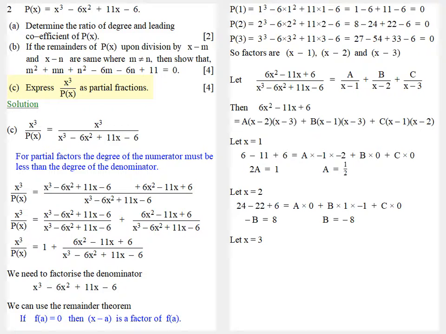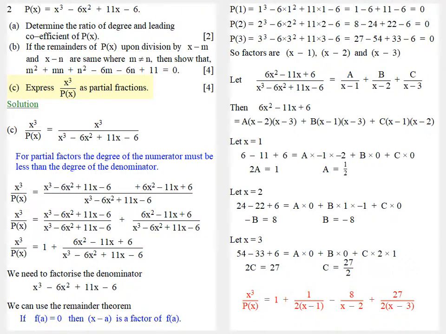If we let x equal 3, then on the left hand side we have 54 minus 33 plus 6, and on the right hand side we have a times 0 plus b times 0 plus c times 2 times 1. So this gives us 2c equals 27. In other words, c is 27 over 2.